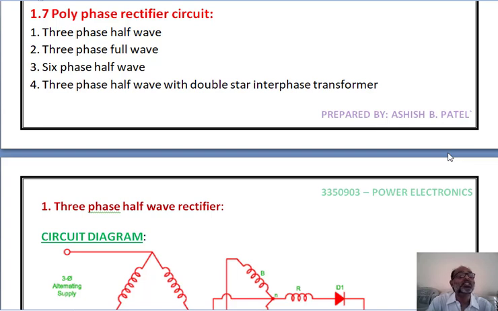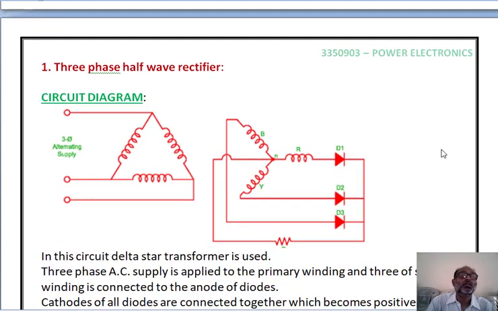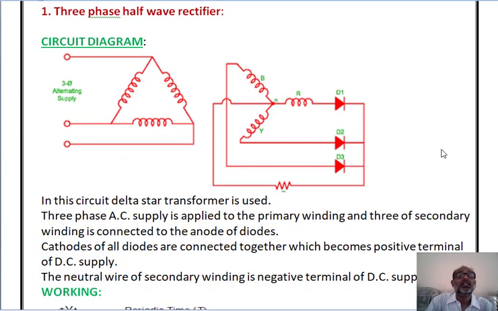Different types of polyphase rectifier circuit. First, 3-phase half wave. Second, 3-phase full wave. Third, 6-phase half wave. Fourth, 3-phase half wave with double star interface transformer. First, let me see the 3-phase half wave rectifier.